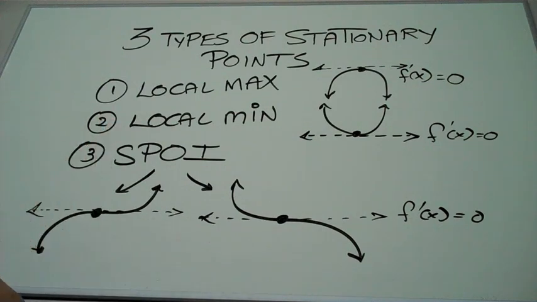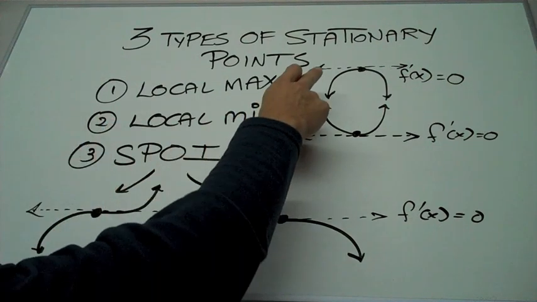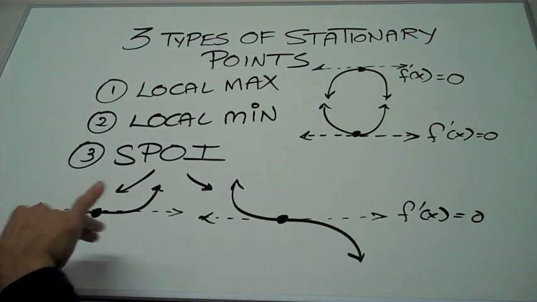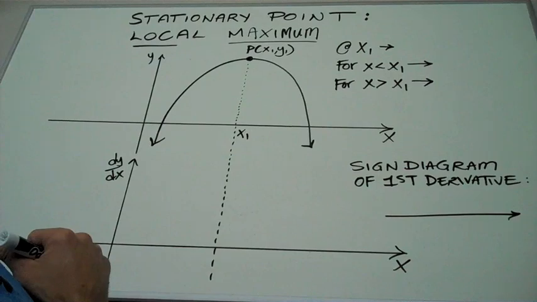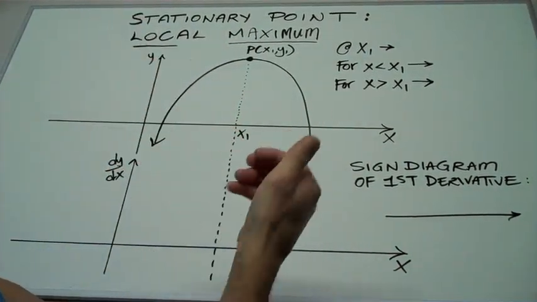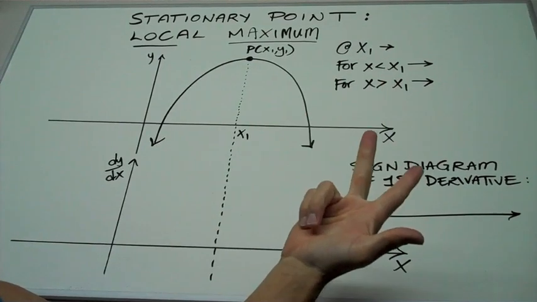When we set the derivative equal to 0, we're checking to see if we've got a local max, local min, or a stationary point of inflection, increasing or decreasing. Let's now take a closer look at our first stationary point. Remember, these are all stationary points. We've got maximums, minimums, and stationary points of inflection.